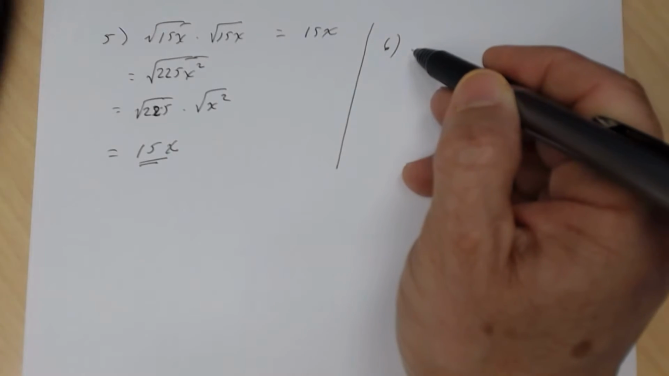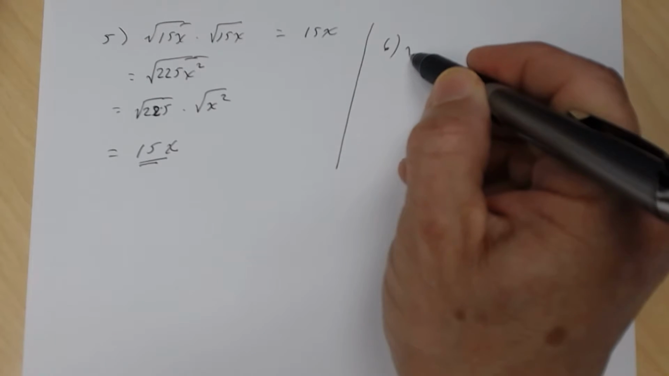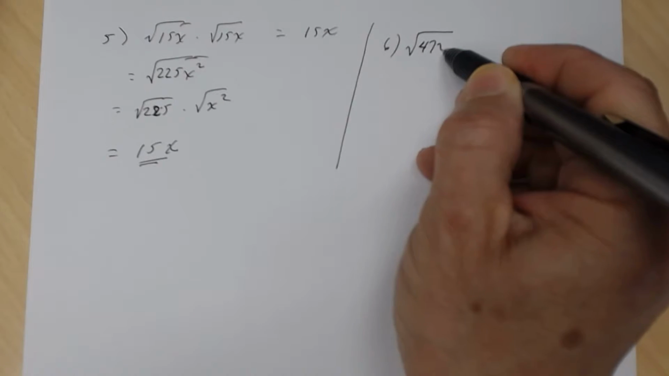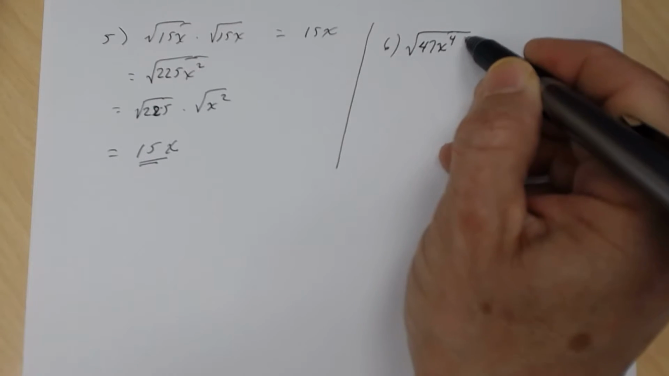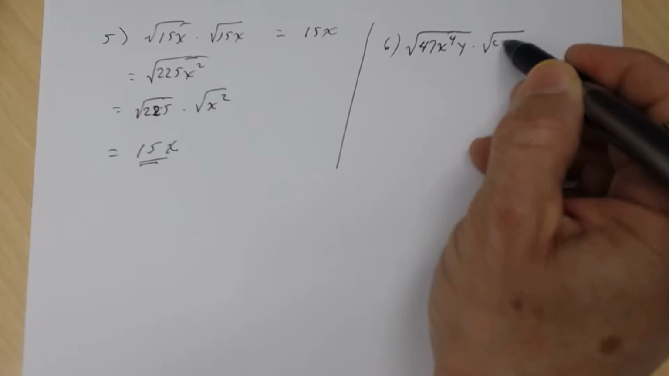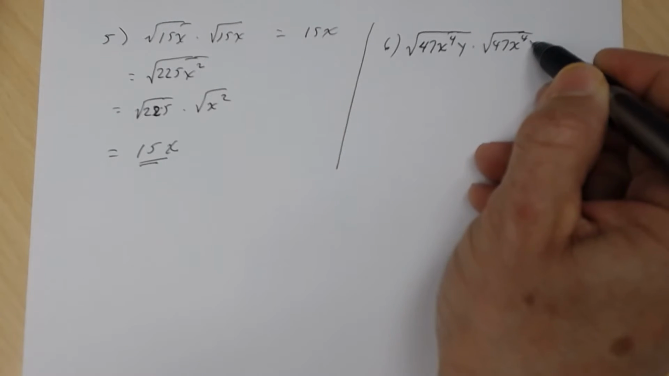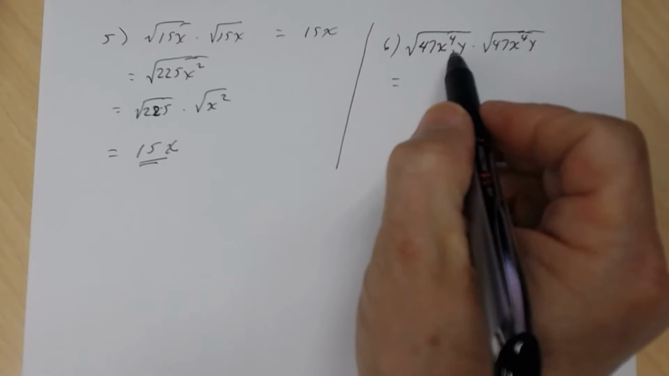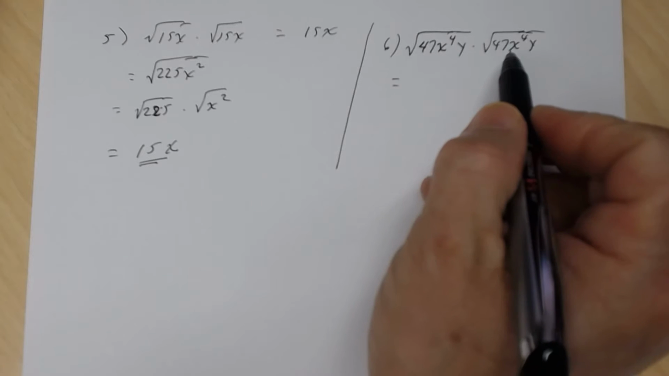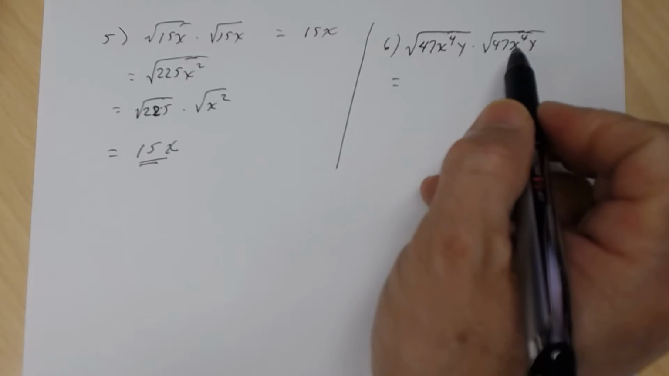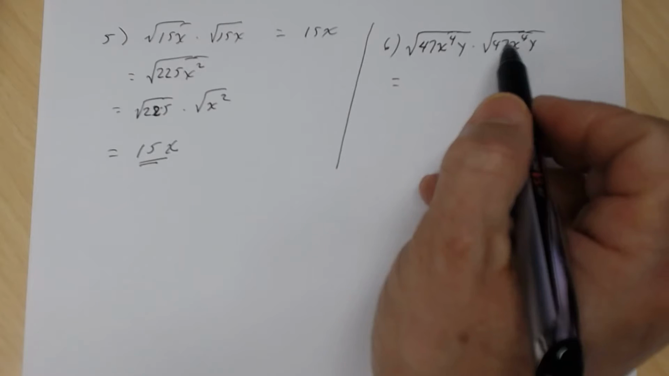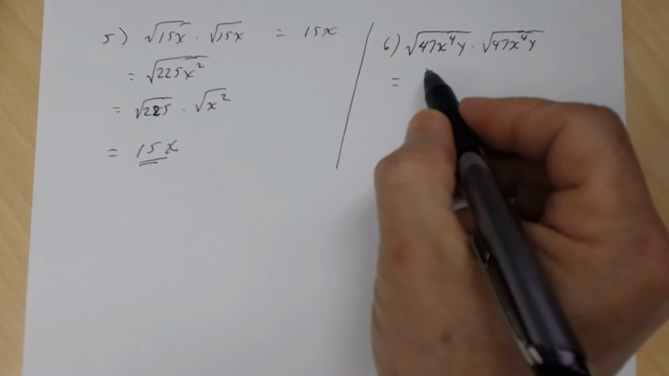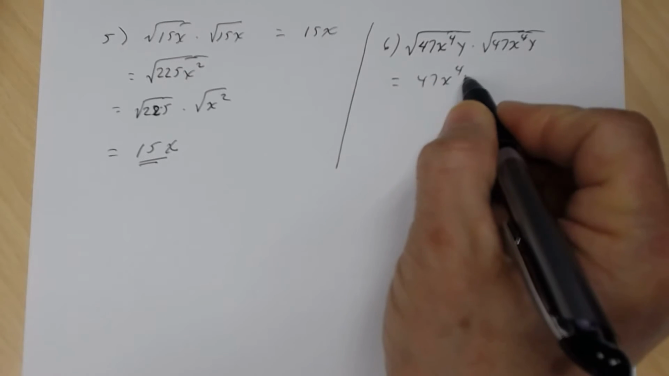So let's use our understanding here. The square root of 47x to the fourth y times the square root of 47x to the fourth y is just what? Don't multiply it out. You know that these radicands are the same: 47x to the fourth y, 47x to the fourth y. When you multiply it out the long way, you notice it's just going to be the radicand. So the answer is going to be 47x to the fourth y.